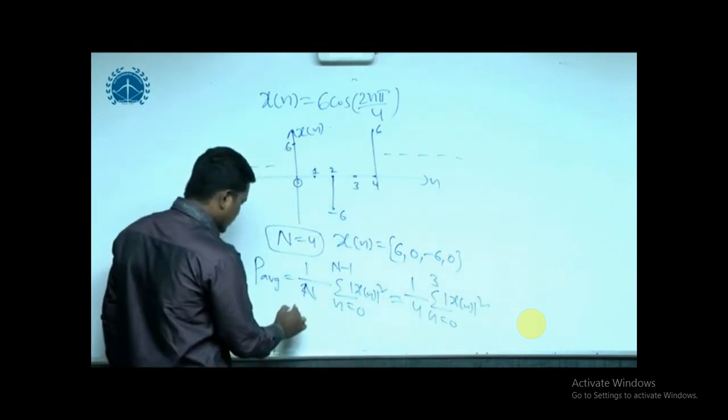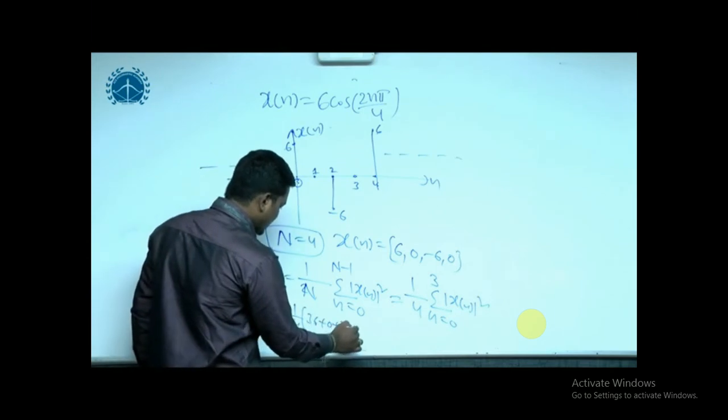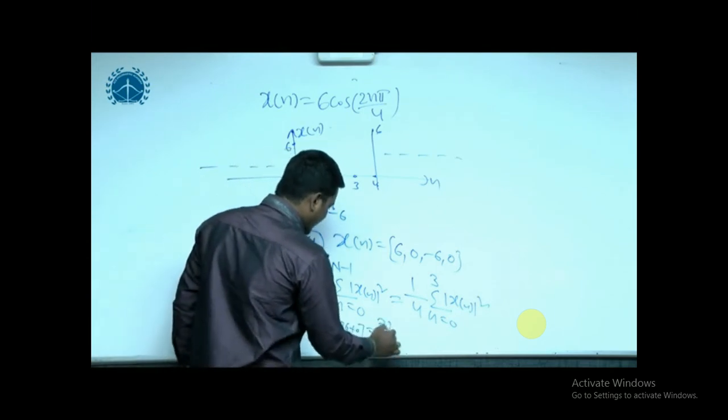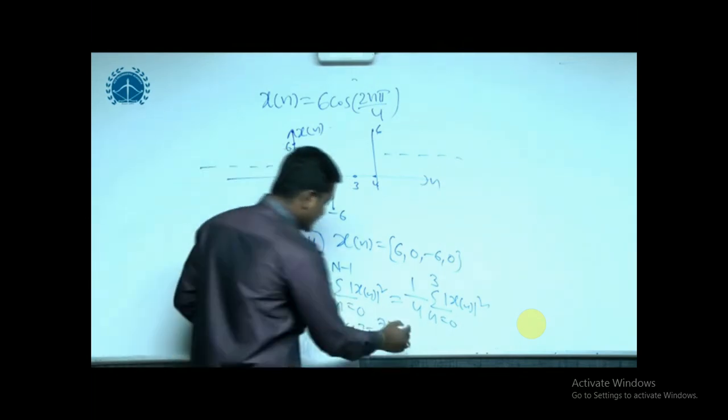So this equals 1 by 4 into 36 plus 0 plus 36 plus 0, that is equal to 72 by 4. So if I take 72 by 4, I am going to get 18 as the answer.